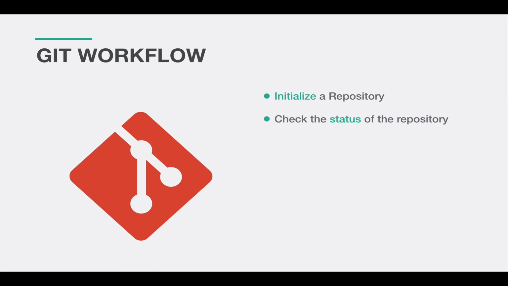Then you might check the status after you initialize the repository. You might check the status of the repository to make sure that it is actually being tracked. And most likely, if you just initialize it, it will just say, yes, you have a Git repository, there's nothing happening. Or more likely, if you have files already in there, you'll have some untracked files that need to be taken care of.